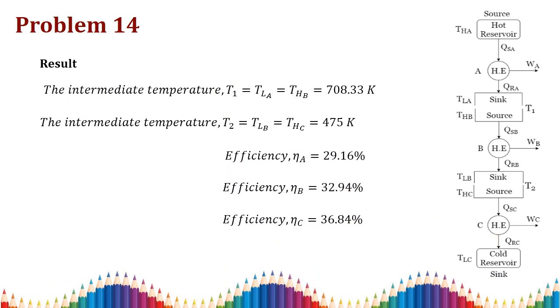So as a result, the first intermediate temperature T1 is equal to 708.33 Kelvin and the second intermediate temperature is 475 Kelvin. The efficiency of heat engine A is 29.16%, the efficiency of heat engine B is 32.94%, and the efficiency of C is 36.84%.